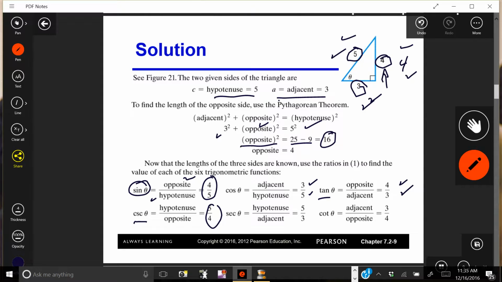The secant is the hypotenuse over the adjacent, or 1 over the cosine, which is 5 over 3. And then finally, the cotangent is just the reciprocal of the tangent, which is taking the reciprocal of 4/3, which is 3/4. So now we have written down and calculated all the trig functions of the angle theta.